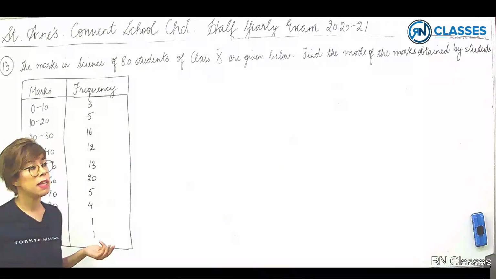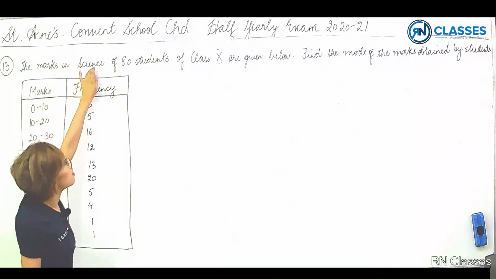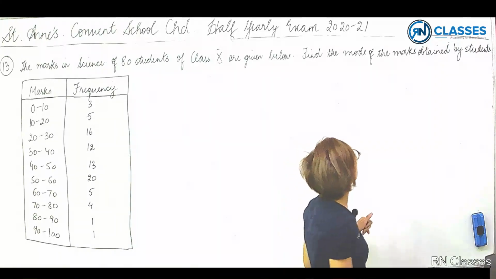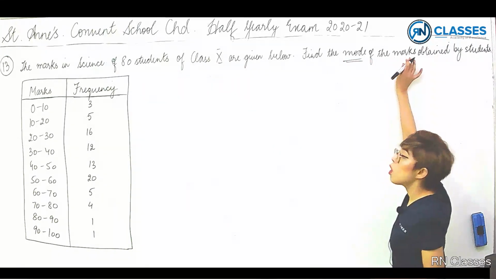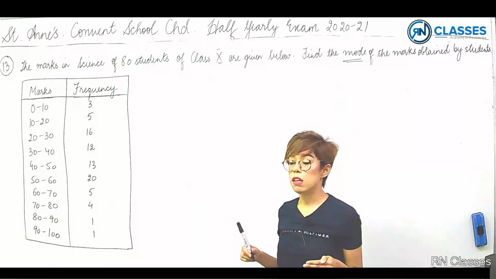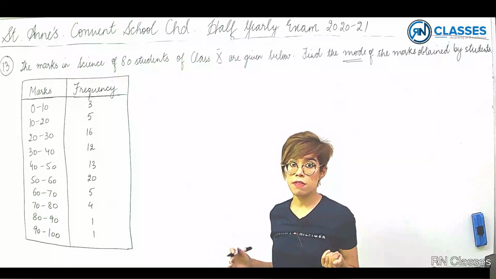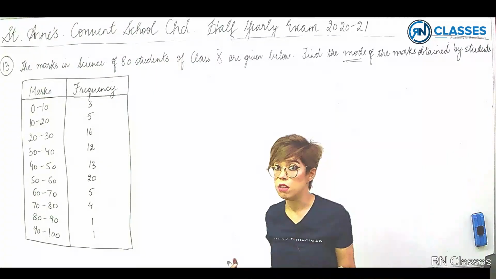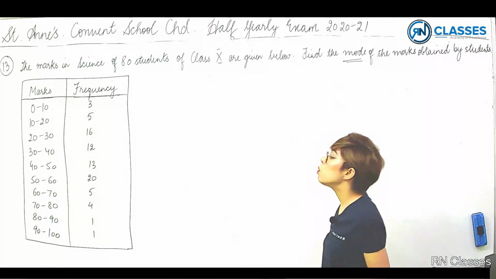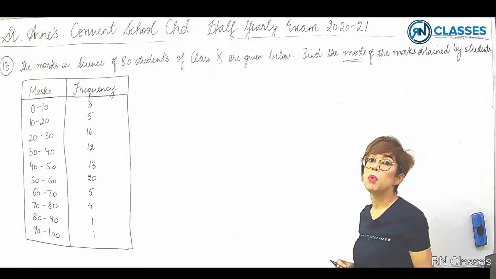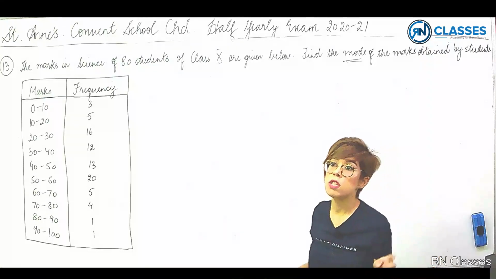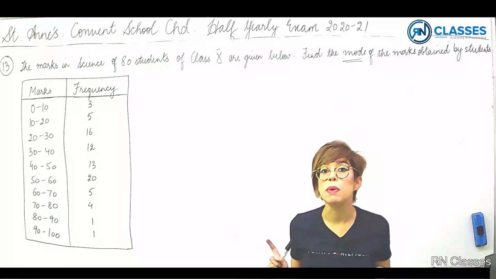Right. So the next one is, the marks in science of 80 students of class 10 are given below. Find the mode of the marks obtained by the students. Mode is the central tendency which most frequently occurs. So in order to do that, first I need to recognize the modal class, as in the class which has the maximum frequency.